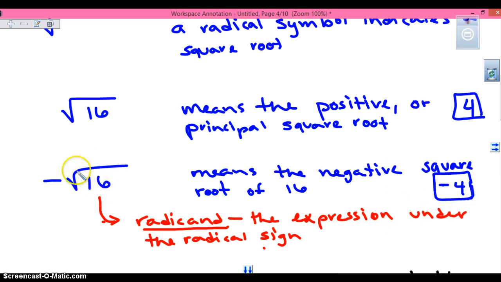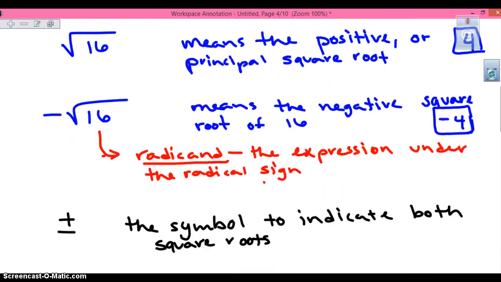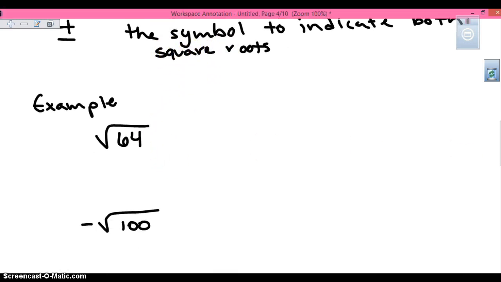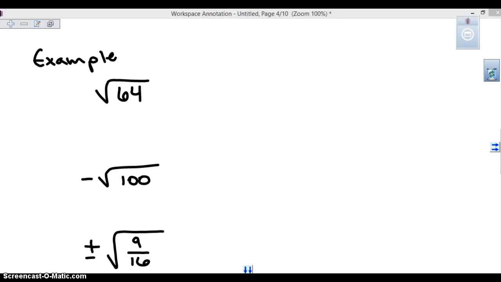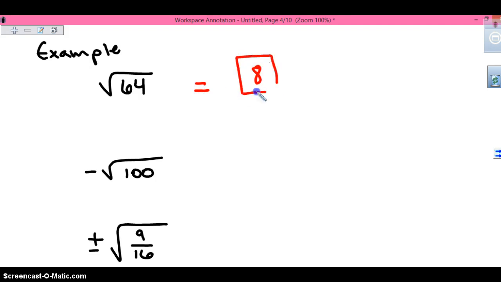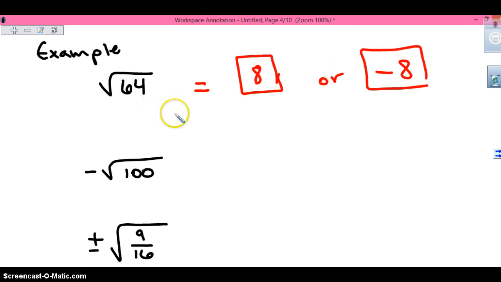16, or the number inside of the radical, is the radicand. Plus or minus is the symbol to indicate both square roots, the positive and the negative. So for example, if you need to find the square root of 64, what would that equal? The square root of 64 would equal 8 or negative 8, because 8 times 8 equals 64 and negative 8 times negative 8 equals 64.